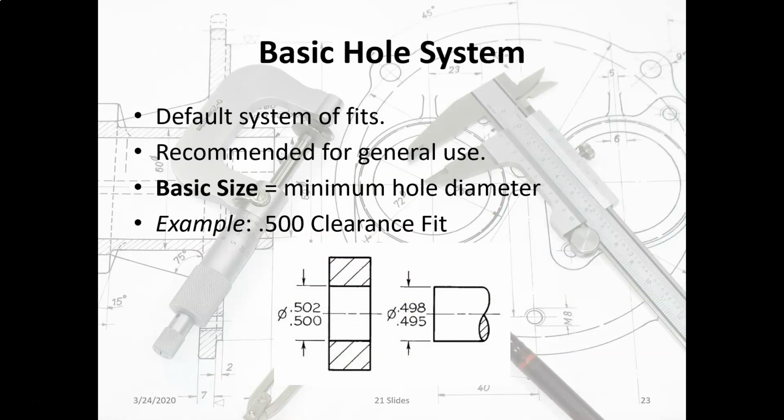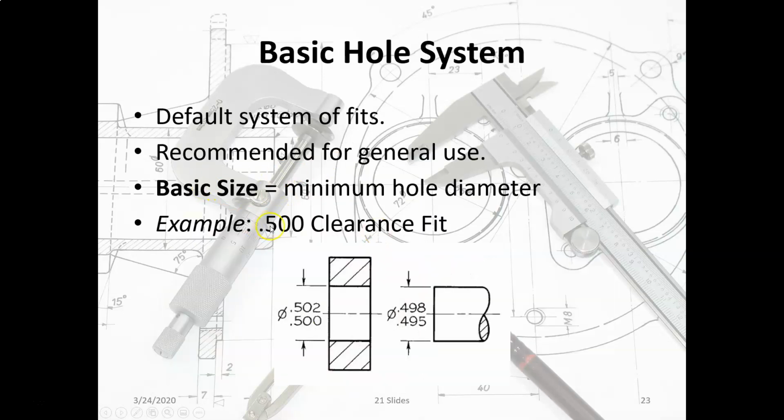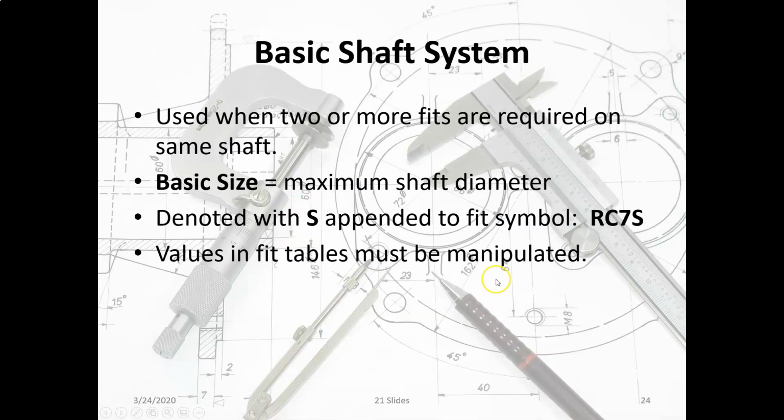All right, so what we've been doing for those examples is what's called the basic hole system. The basic hole system basically says that the basic size is equal to the minimum hole diameter. Back in these examples, this is the basic size, 2.5. So that is the minimum hole, and you can see that because we're adding and subtracting 0. In this example, a 0.50 clearance fit means that the basic size is 0.5 right there, and that's the minimum hole.